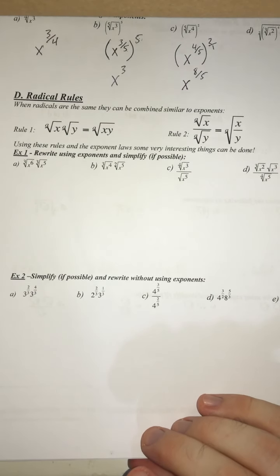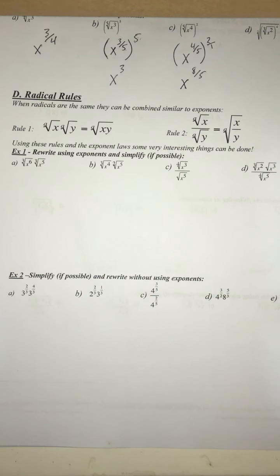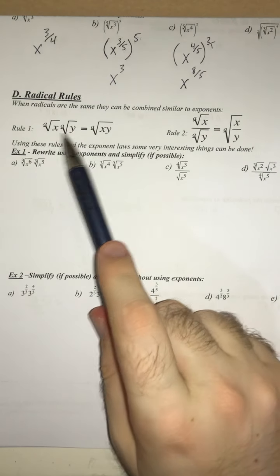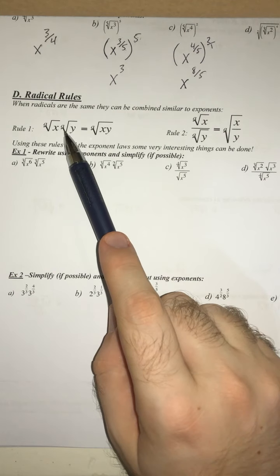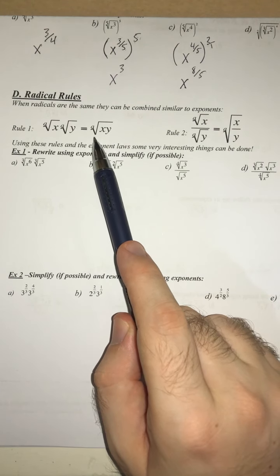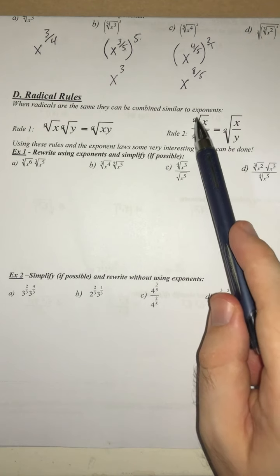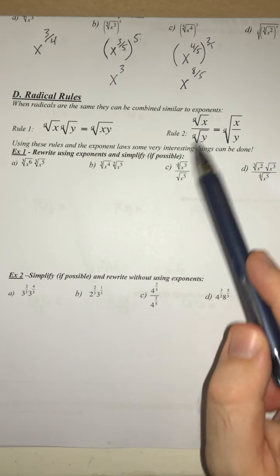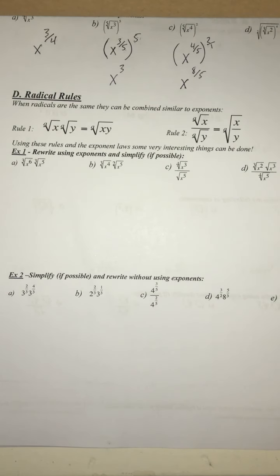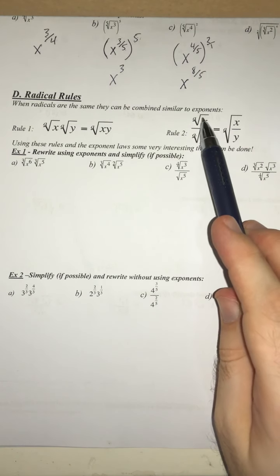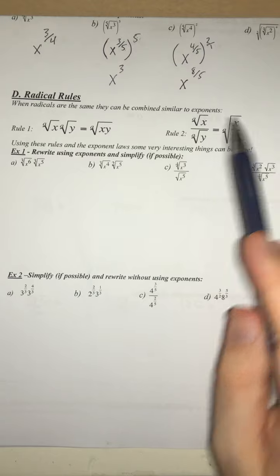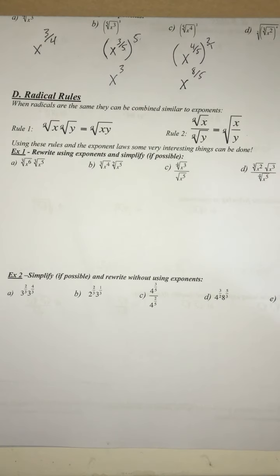Next, radical rules. Basically, the radical rule says if we're multiplying two things that have the same root, I can put them in the same root. And it's the same with dividing. As long as the root is the same, square root, cube root, 25th root, whatever it is, I can do that inside a single root, whether I multiply or divide.